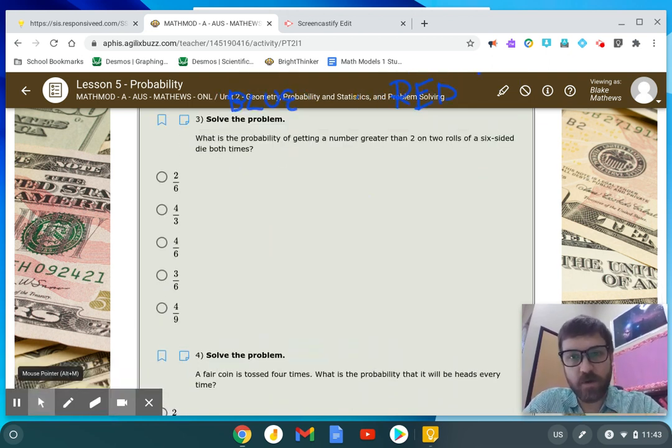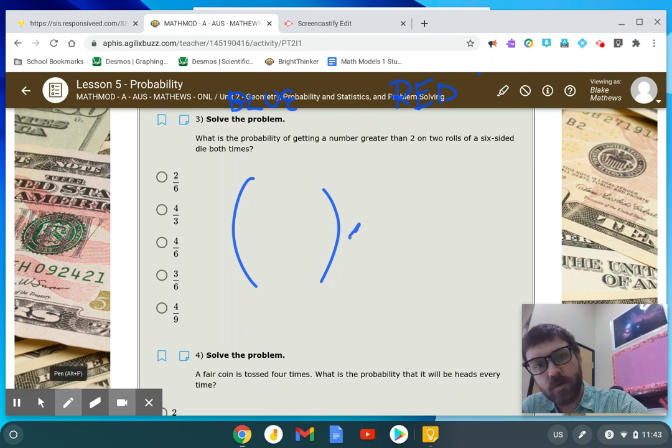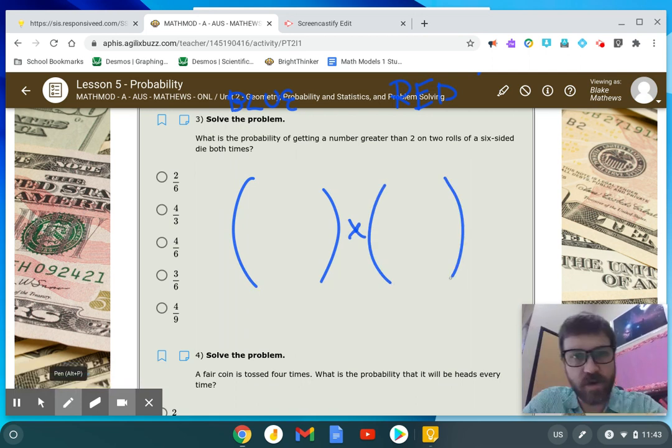What's the probability of getting a number greater than 2 on 2 rolls of a 6-sided die both times? This is an independent event. Rolling a 2 the first time doesn't affect rolling a 2 the second time. So you have 2 fractions. You're going to multiply them. You're always going to be multiplying these fractions.